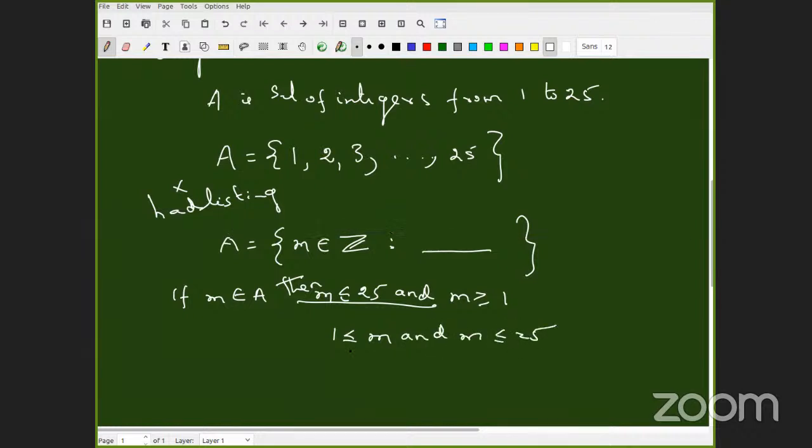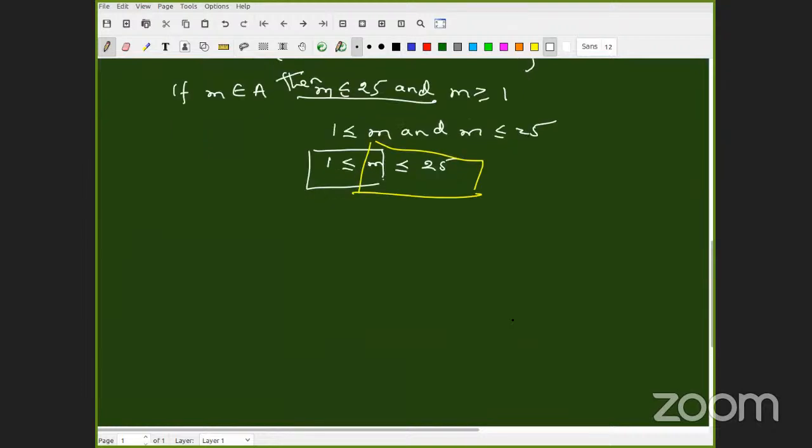That also we understand. Then the next step is 1 less than or equal to M less than or equal to 25. But this is a notation. We have to understand there are two conditions. If we write like this, all of us know there are two conditions. One can write in any manner you like, but the best way is, so therefore, we'll write here.